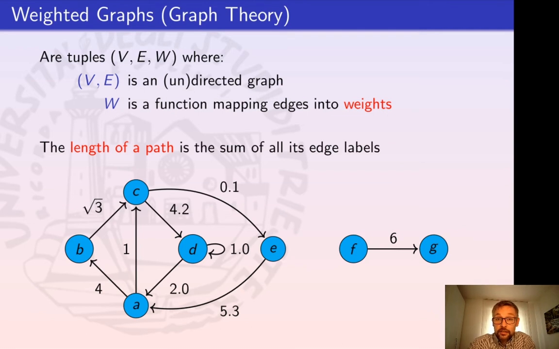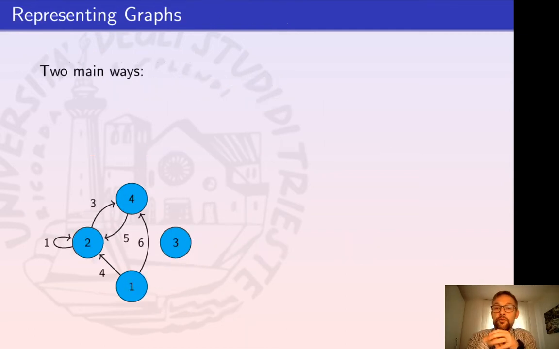While in the weighted graph, the length of the path is the sum of all the labels involved in the path itself. So, for instance, if I want to know the length of the path from E to B, well, the length of the path from E to B moving along A is 5.3 plus 4, so 9.3. Okay, this is clear.